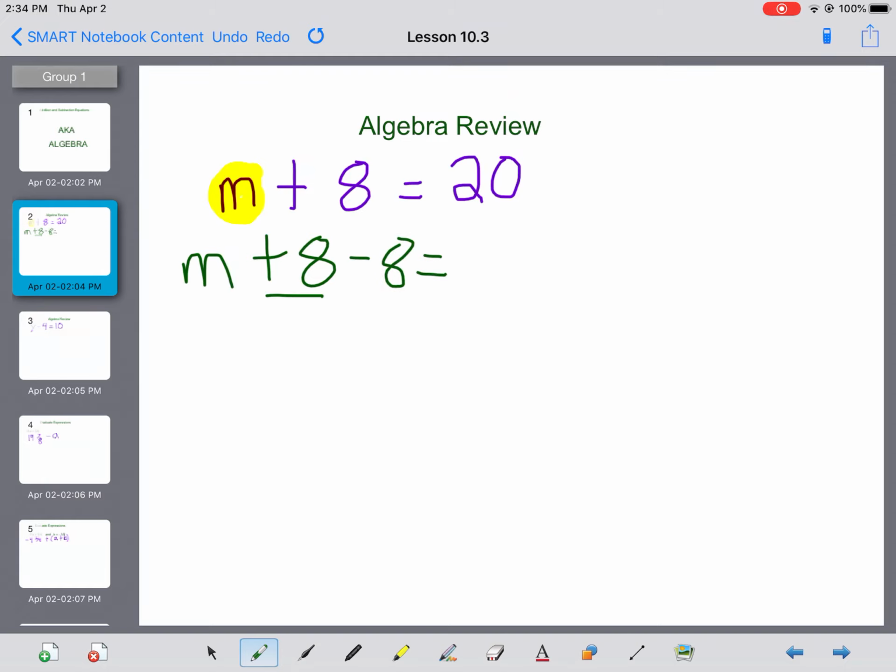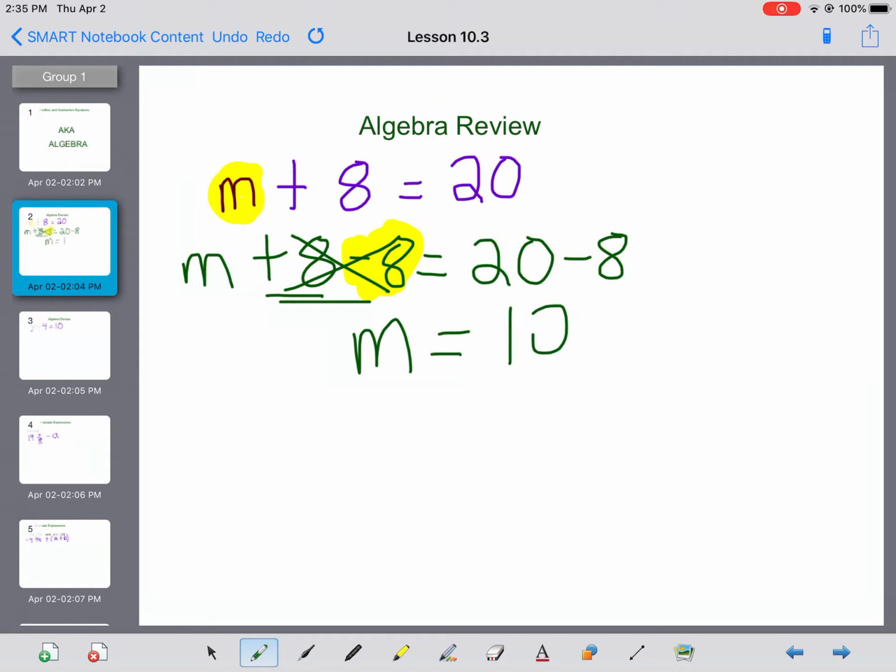Okay? Notice how my equal signs are staying underneath each other as much as possible. M plus 8 minus 8. What you do to one side, you must do to the other. So because I've subtracted 8 from one side, I also need to subtract from the other side in order to keep an equation, to keep it equal on each side. These things cancel out. I end up with m all by itself. M equals 20 minus 8, so m equals 12.